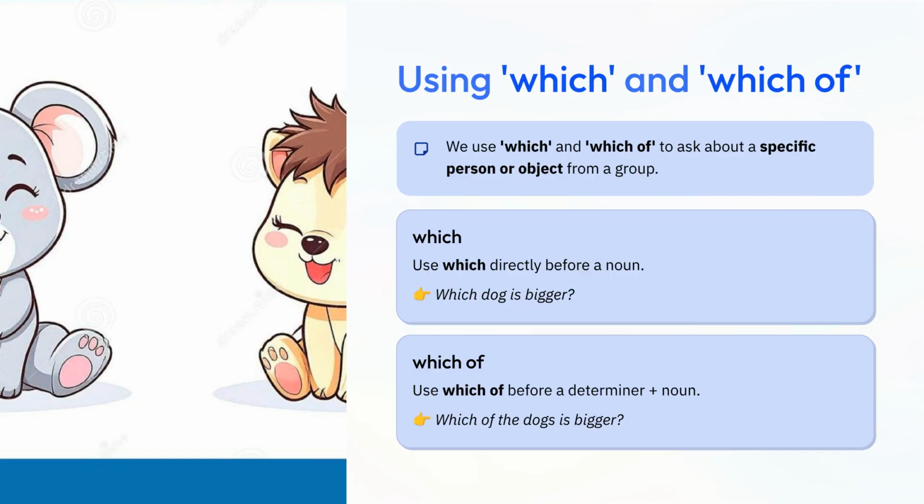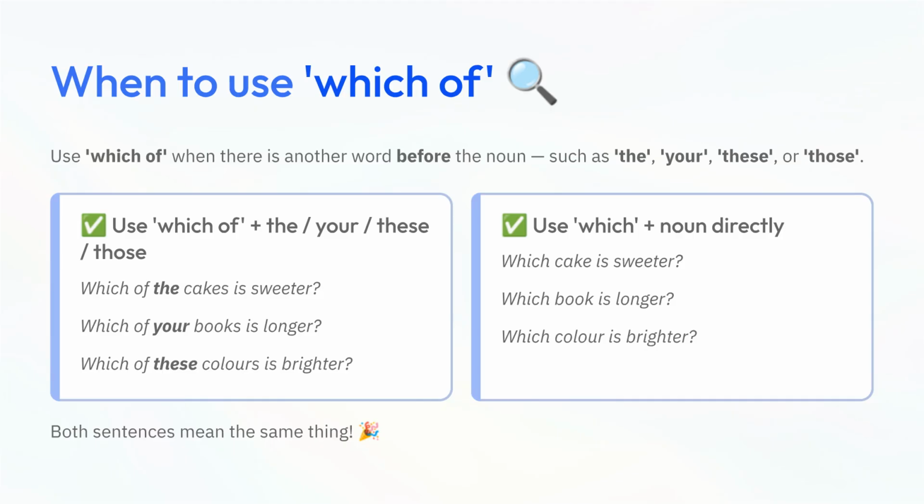We use which directly before a noun, like in the question, which dog is bigger? On the other hand, we use which of before a determiner plus a noun, like in the question, which of the dogs is bigger? So when do we use which of? Use which of when there is another word before the noun, such as the, your, these, or those.